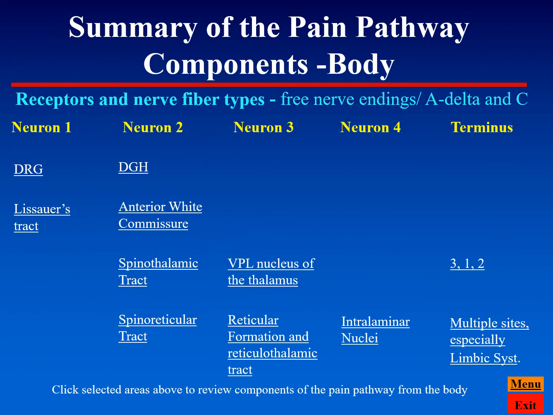So here is a summary of the pain pathway for the body. It does indicate elements of the first pain pathway that gives us sharp, well-localized pain, and those components are related to the second wave of pain, which is the dull, not well-localized, gnawing type of pain.